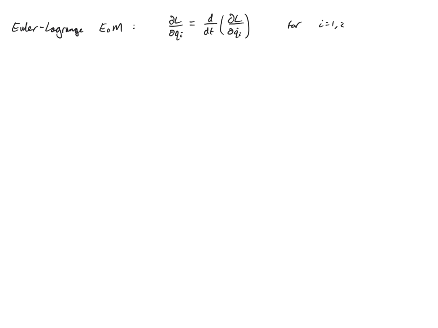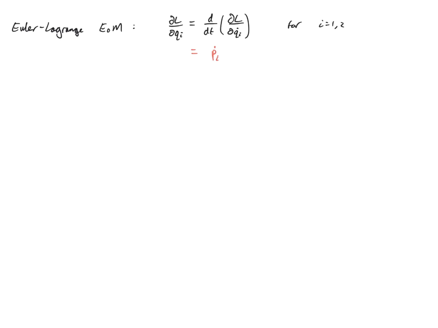We have one of these equations for each of the generalized coordinates. Here we have q1 and q2, so we have two equations. Notice in particular that this object on the right-hand side is actually simply pi dot. It's the time derivative, d by dt, of this object here, dL by dqi dot, which is the generalized momentum pi. So this object on the right-hand side is pi dot. So we have to calculate the derivatives of the Lagrangian that I just wrote down with respect to qi.